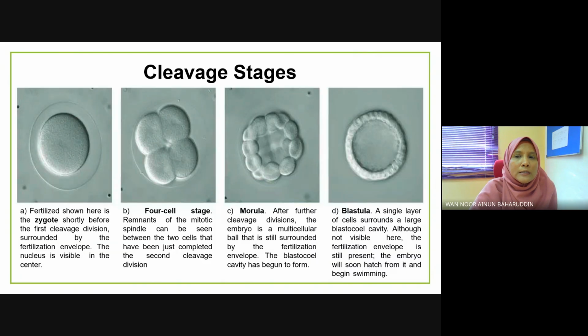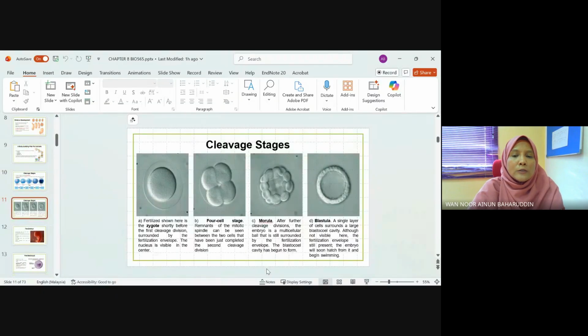So now we go to the first stage, the cleavage stages. This one is the picture under the microscope. From 1, it becomes 4, then 8, and then the names. For the first one, it's called zygote. Then the second one, 4 cell stage. Third one is called morula and blastula.